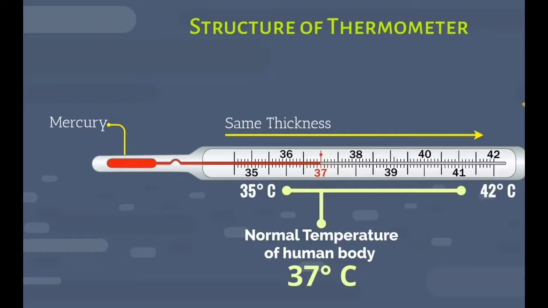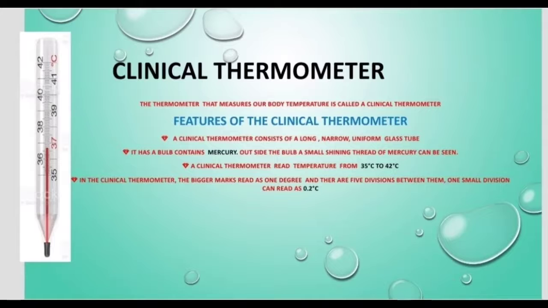Our normal body temperature is 37 degrees Celsius. Let's see the structure of the thermometer. It consists of a long, narrow, uniform glass tube. The bulb contains mercury. When you keep the thermometer inside our mouth, the mercury in the bulb rises to the particular temperature. It has Fahrenheit and also Celsius scale.